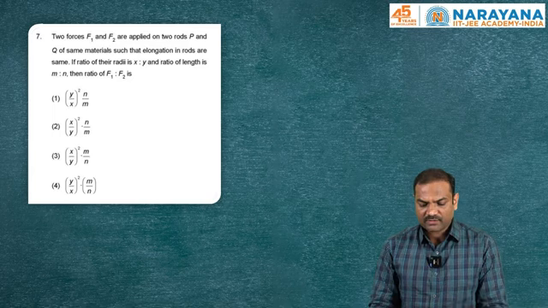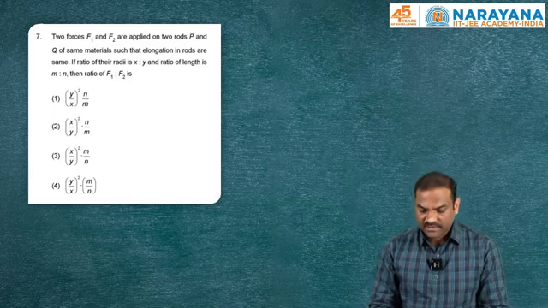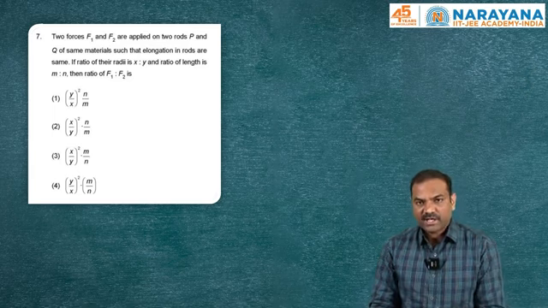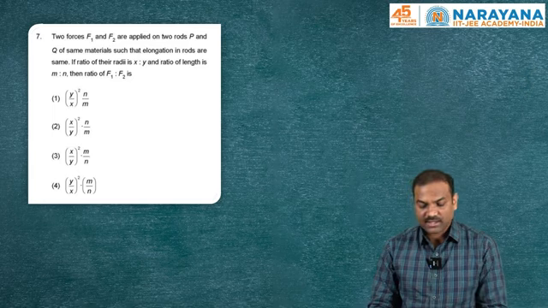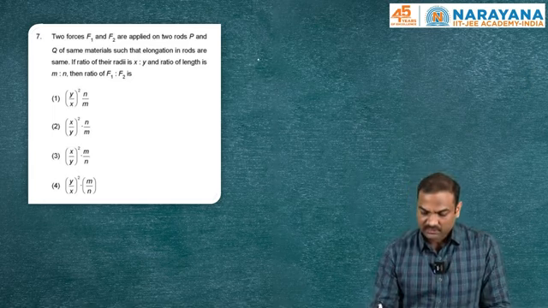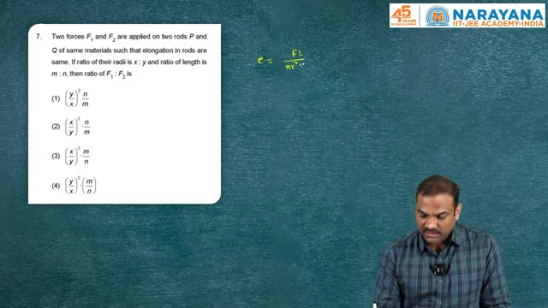They have given the forces, and they have given the same material, that means Young's modulus is same. Even elongation they have given same. The ratio of radii is given as x is to y, and the length ratio is given as m is to n. So we'll go with the formula. We know that extension is equal to F into L by pi r square Y.